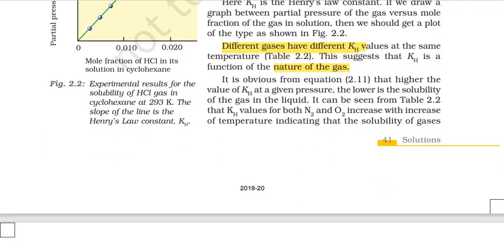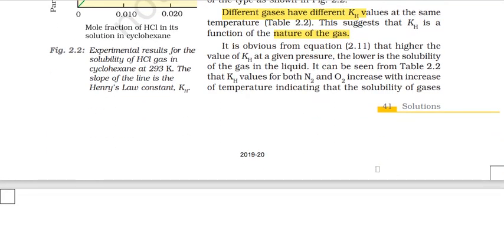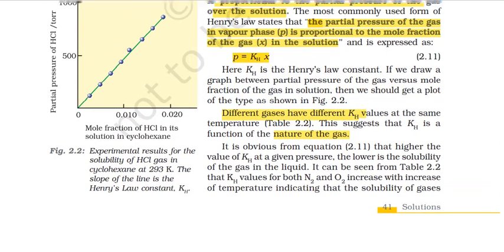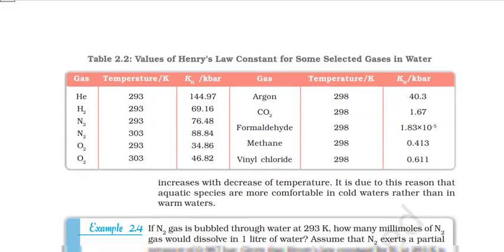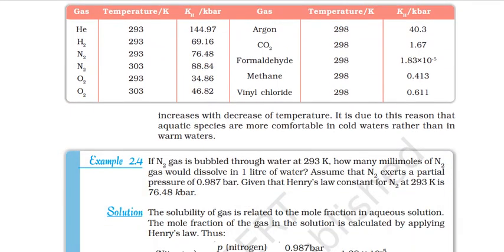It's obvious that higher the value of KH at a given pressure, lower is the solubility. आप यहाँ से भी देख सकते हैं, अगर हम KH ऊपर ले आएंगे तो solubility जो है वो कम हो रही है. Fine, all right. KH values for both N2 and O2 increase with increase of temperature, indicating that the solubility of gases increases with the decrease of temperature. It is due to this reason that aquatic species are more comfortable in cold waters rather than in warm waters.